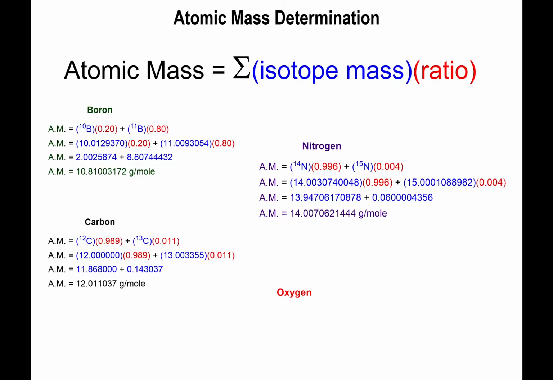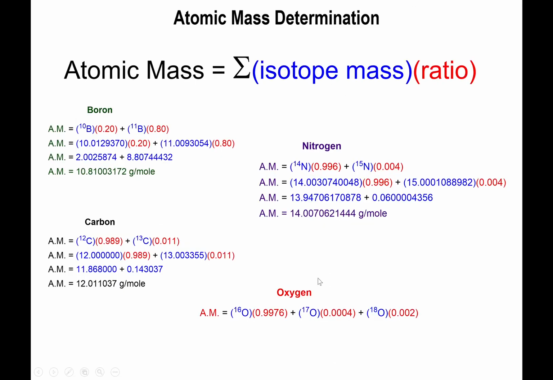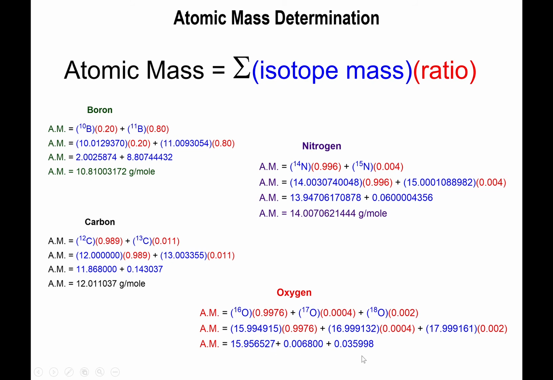All right, we'll do one more, oxygen. And we'll take these three isotopes. Now, oxygen having three isotopes means that we're going to have to carry out the operation of multiplication 3 times. Once for oxygen 16, once for oxygen 17, once for oxygen 18. And each one of the ratios, the abundance percentages, will be divided by 100, right? So these numbers right here should be values less than 1. Plugging in the actual isotopic masses of oxygen 16, 17, and 18, carrying out the multiplications and adding the numbers together yields the atomic mass of oxygen.